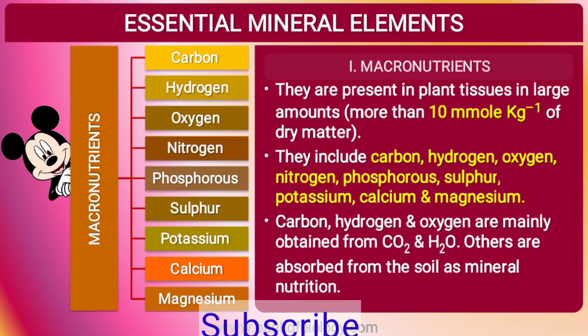Carbon, hydrogen, and oxygen are mainly obtained from carbon dioxide and water. Others are absorbed from the soil as mineral nutrition, as the roots of the plants absorb water and minerals from the soil directly.